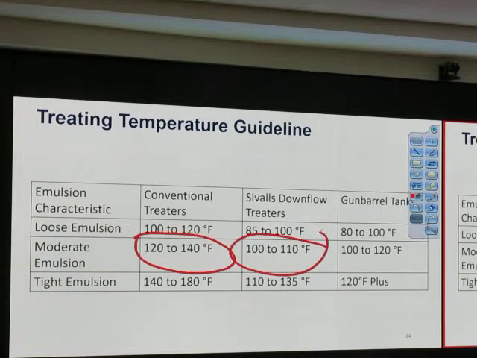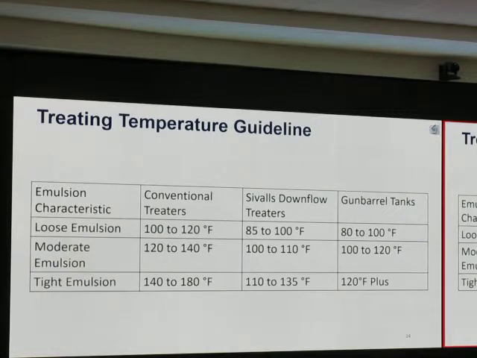What about this gun barrel tank? Can we do heating in gun barrel tank? Yes, we can do it. And gun barrel tank can be used to separate emulsion too. It takes less temperature, even though this is loose emulsion. Conventional treater takes that much. Gun barrel takes less temperature.